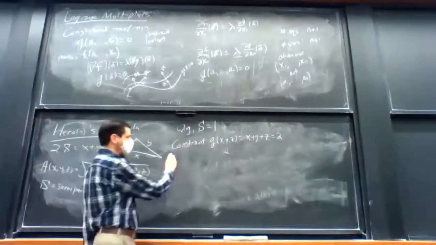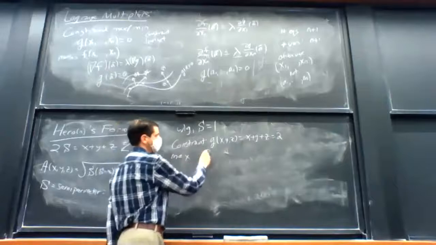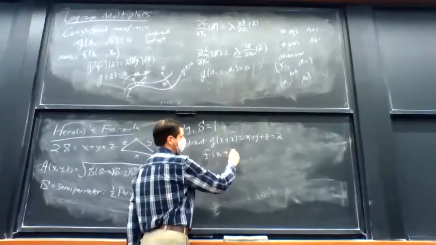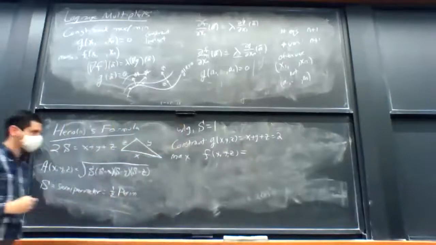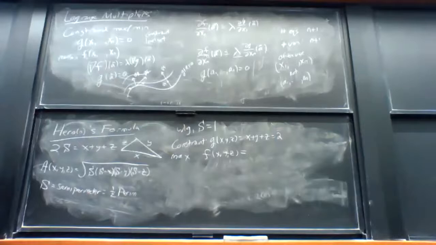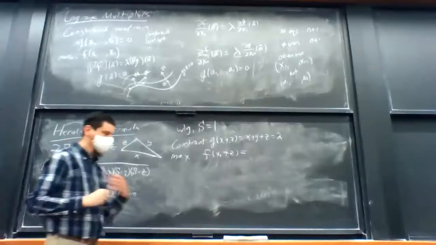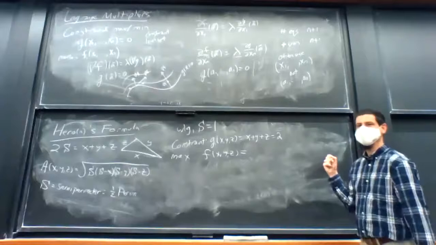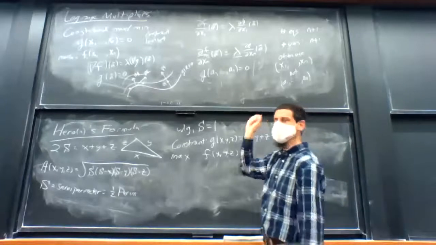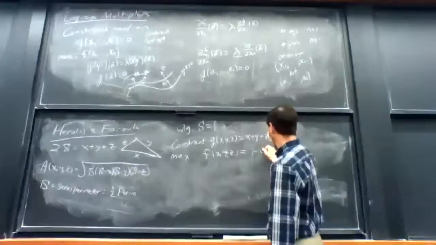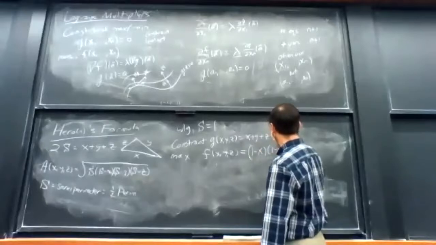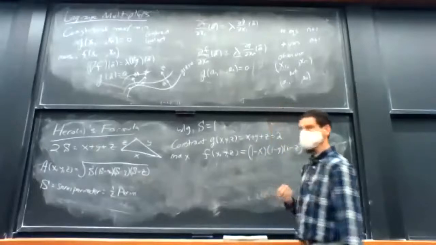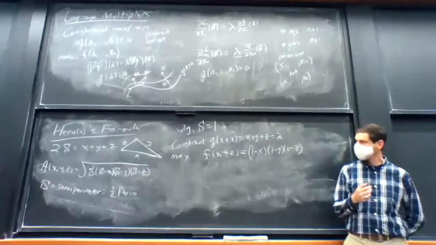What is my function that I want to maximize and minimize? I want to maximize f of x, y, z. What do I want to maximize? So what would the area squared be? So what is it? But what is S? 1. So now it just becomes 1 minus x, 1 minus y, 1 minus z. That's a lot better.